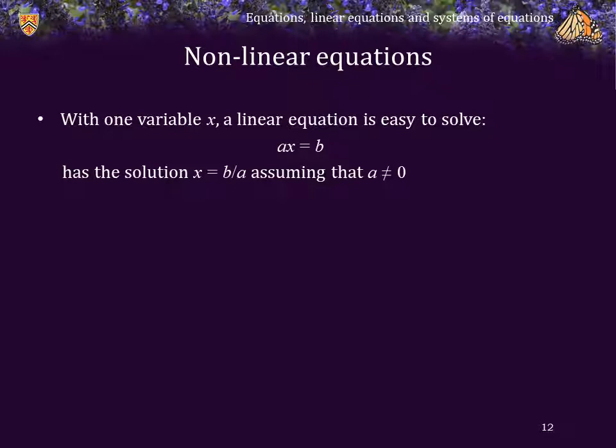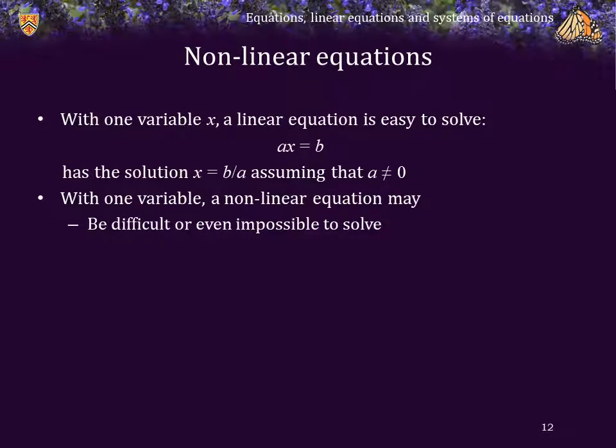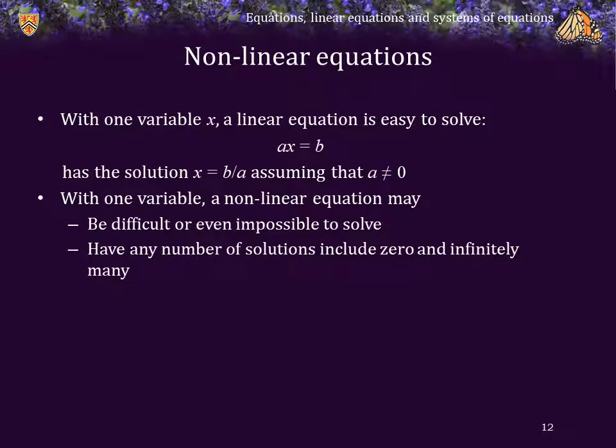Now, with one variable x, a linear equation is easy to solve. If a is non-zero, then you just divide both sides by a, and the solution is x is equal to b over a. If a and b are real, this solution is also real. With one variable, however, a nonlinear equation may be either difficult or even impossible to solve, and may have any number of solutions, including 0 and infinitely many. It may have solutions that are complex as well as real.